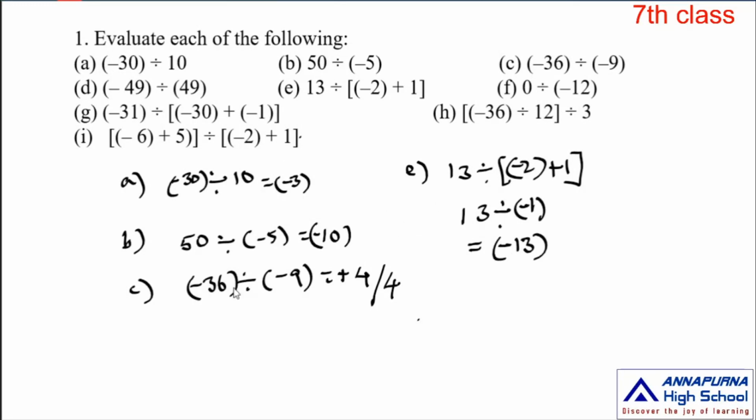Now, after E, take the F bit. It is very easy. F means 0 divided by anything. Whether it is a whole number or an integer, we will get 0 only. If 0 is divided by any integer, we get 0. Next, come to the G bit.